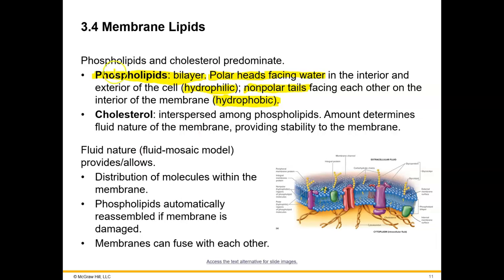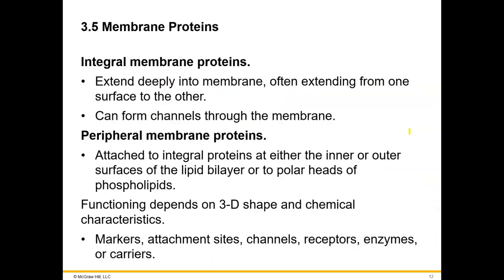The cholesterol that is scattered, it says interspersed or scattered among the phospholipids, determines the fluid nature of the membrane. So it provides stability to the plasma membrane. It makes it more solid and more stable. All right.